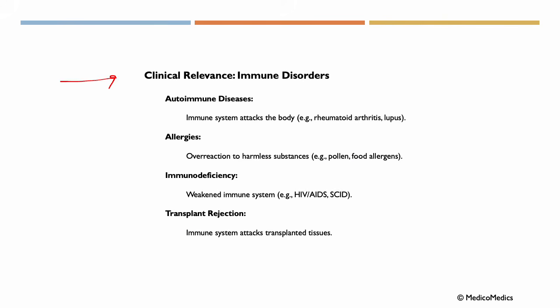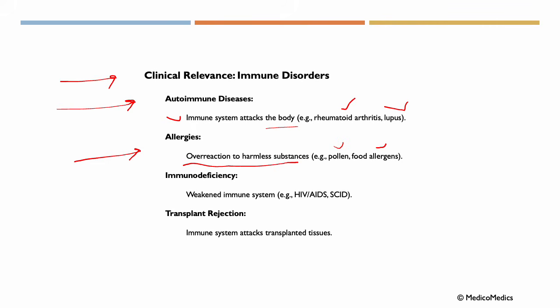Now, what's the clinical relevance here? What are some immune disorders? Well, we have autoimmune diseases. This is where our immune system is attacking our own body. And some diseases here include rheumatoid arthritis and lupus. We have allergies, so overreaction to harmless substances like pollen and food allergens.